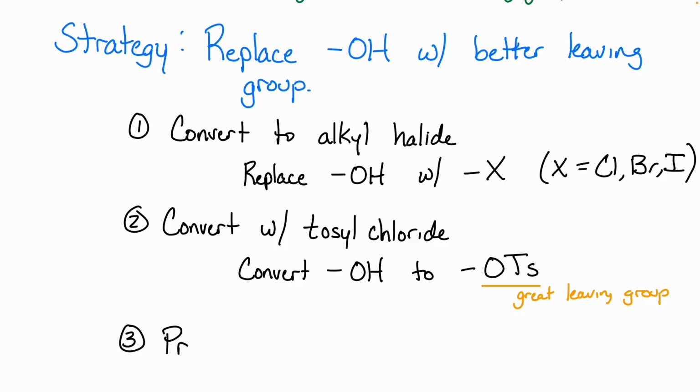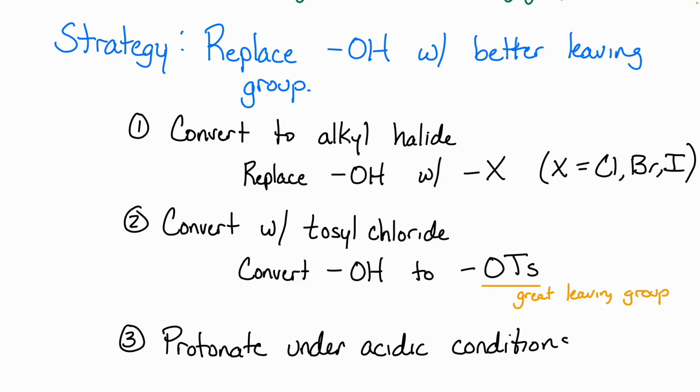All right, and that is to protonate it under acidic conditions. Okay, by taking that hydroxyl group and adding a proton to it, then when it leaves as a leaving group, it doesn't leave as that strong base hydroxide, it simply leaves as a neutral water molecule. Okay, so one more strategy to get rid of that OH group is going to be to protonate that OH group.